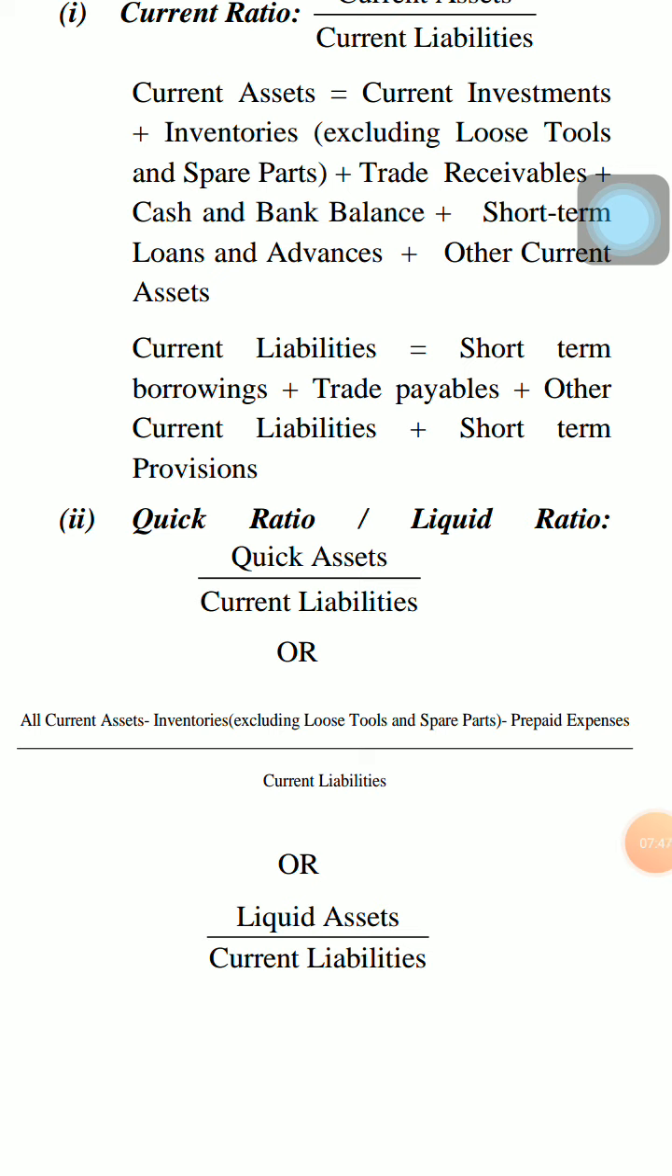which should be at least 1 is to 1, because at any time if all the liabilities arise at one time, or all the creditors and bills payable are becoming due at any time, then also the organization is liable to pay them immediately whenever they demand, because in this way they will be able to avoid any loss of reputation.